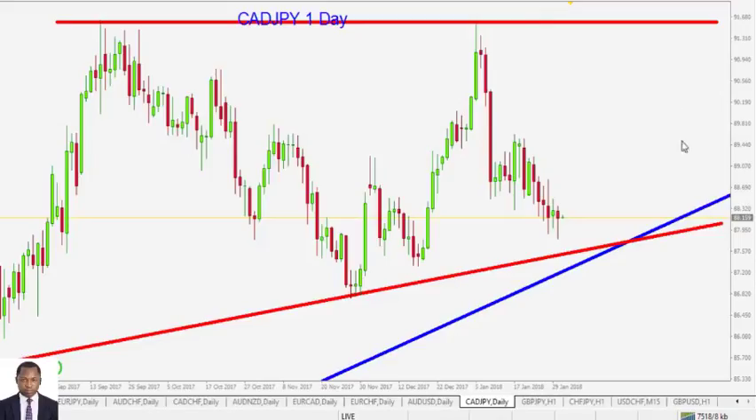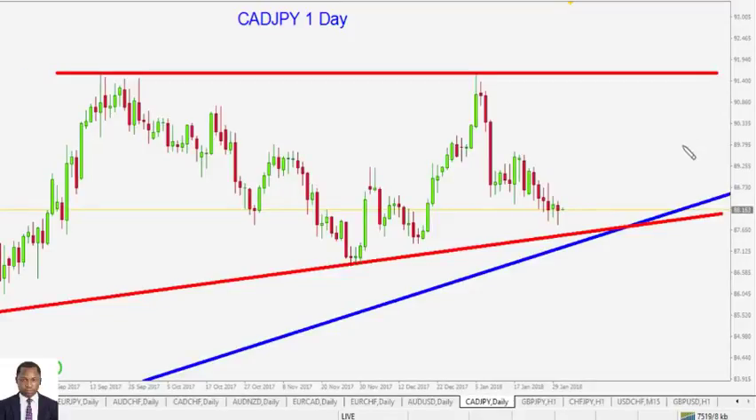Canadian dollar against the Japanese yen. Again, another messy chart for some days. Avoid trading here.